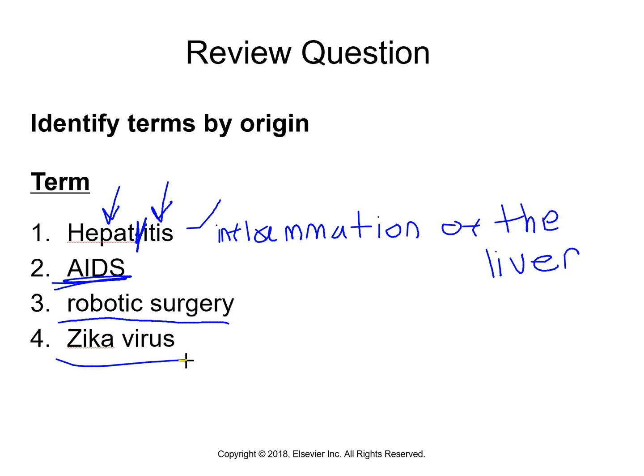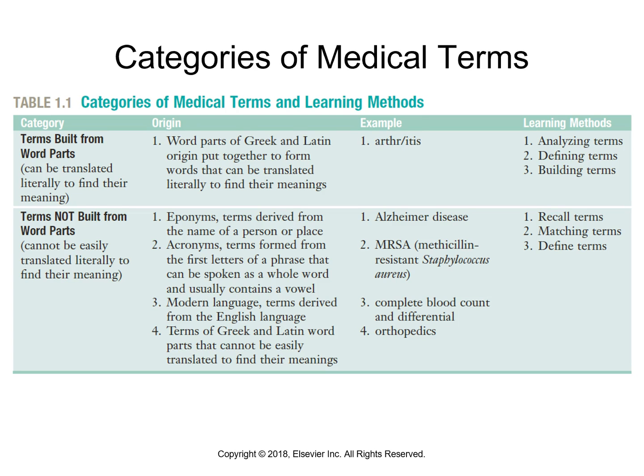Zika virus comes from the Zika forest of Uganda. This is where the virus was first isolated in 1947. If you remember, eponyms come from the name or the place that they were named after. So Zika is named after the Zika forest of Uganda. So there you go. Fun fact. Okay. So like I said, our two types of medical terms are terms built from word parts and terms that are not built from word parts.